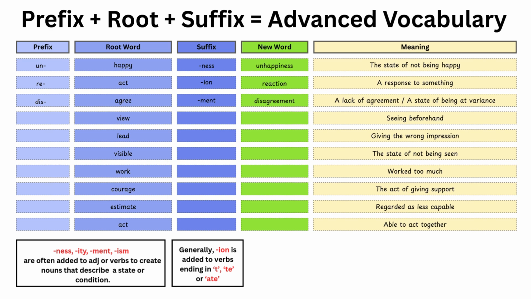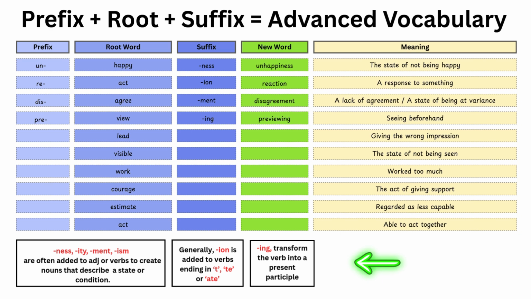Seeing beforehand with the root word view. Preview is to see something before, so we're seeing beforehand, so it would be previewing. Ing transforms verbs into present participles, so the word is previewing. Giving the wrong impression. With the root word lead, to mislead is to give the wrong impression. Giving the wrong impression would be misleading.